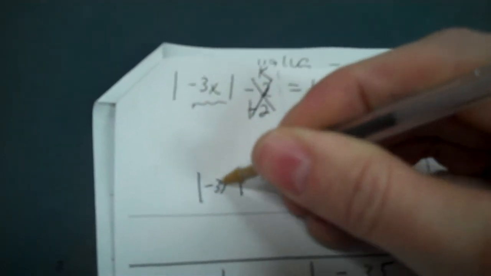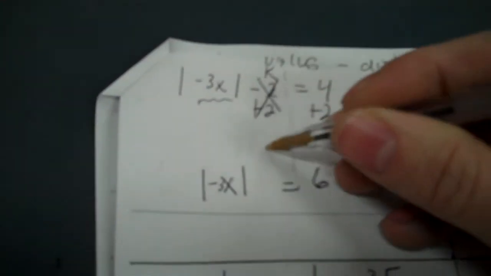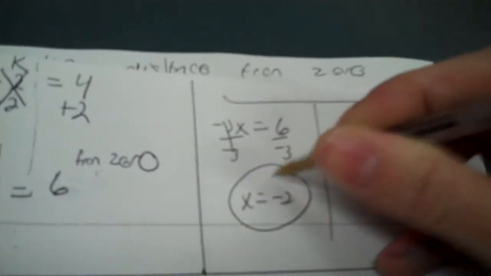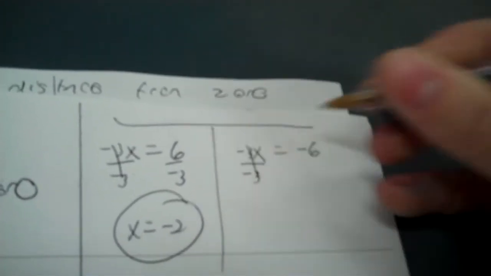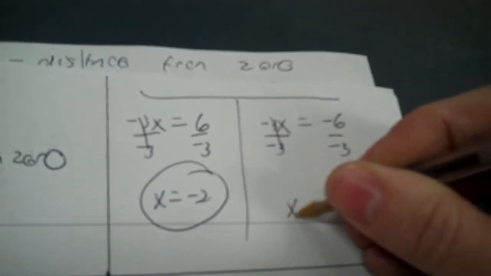Now rewrite it. You're at 6, and now you still have the absolute value of -3x. Now I make my wall, and I don't have anything behind or anything in front, so I can label my from 0. So 6 from 0. So you can be at 6 or negative 6. So divide by negative 3, and x equals negative 2. Divide by negative 3, and negative 6 divided by negative 3 is positive 2. Bam. Okay?